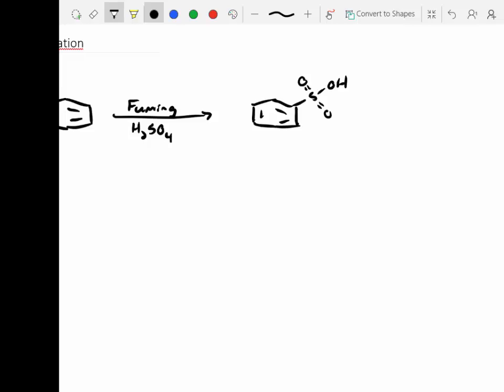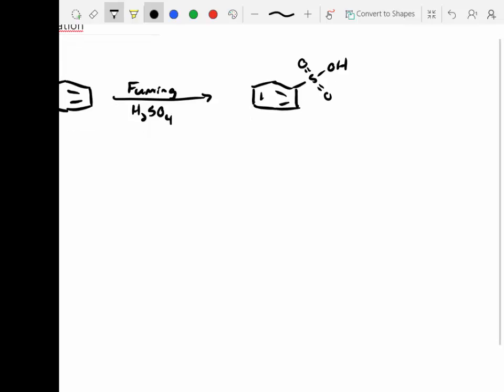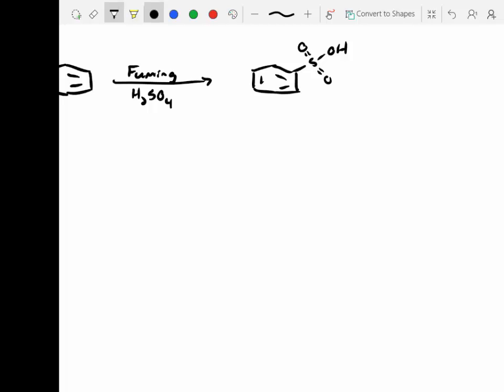Does anybody know what fuming sulfuric acid is? A lot of people think it means hot sulfuric acid, not quite. Fuming sulfuric acid actually means that it has gas dissolved in it. So let me write this down. It has sulfur trioxide. H2SO4 is sulfuric acid. Fuming sulfuric acid has sulfur trioxide added.